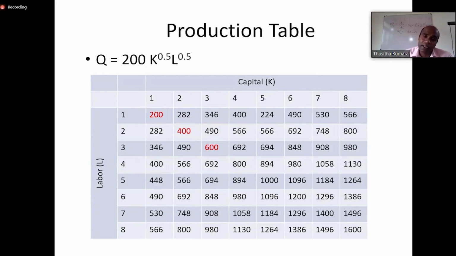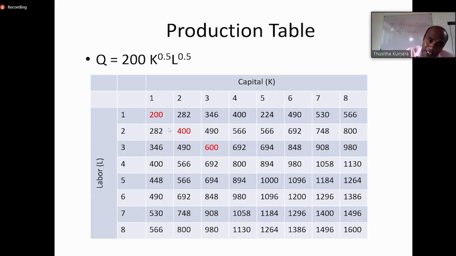You can look at the production table or the equation. Both are generating the same answer. Constant returns to scale. Exactly. Because alpha plus beta equal to 1. Here 0.5, here 0.5. So we are having 1. So we are getting constant returns to scale if you do this with algebra.